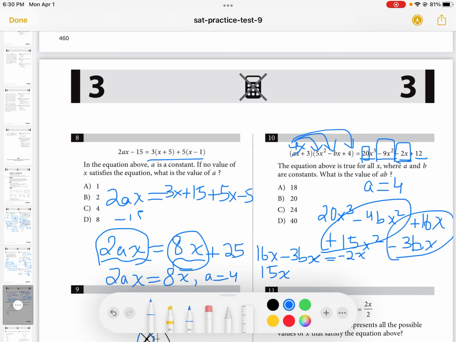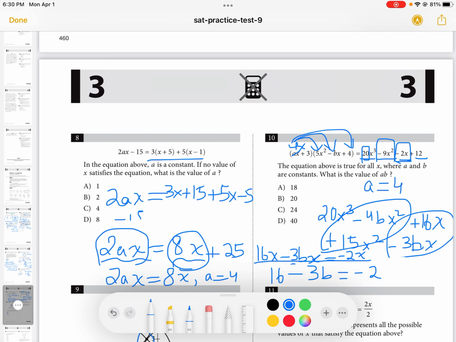15x squared minus 4bx squared has to equal negative 9x squared. Right. So now we can solve either one of these equations to get b. I'm going to go with the first one because that's pretty simple. So if we divide both sides by x, we get 16 minus 3b is negative 2.